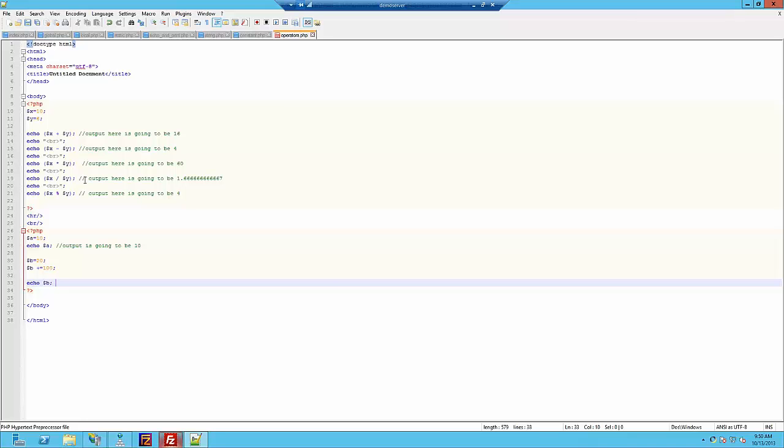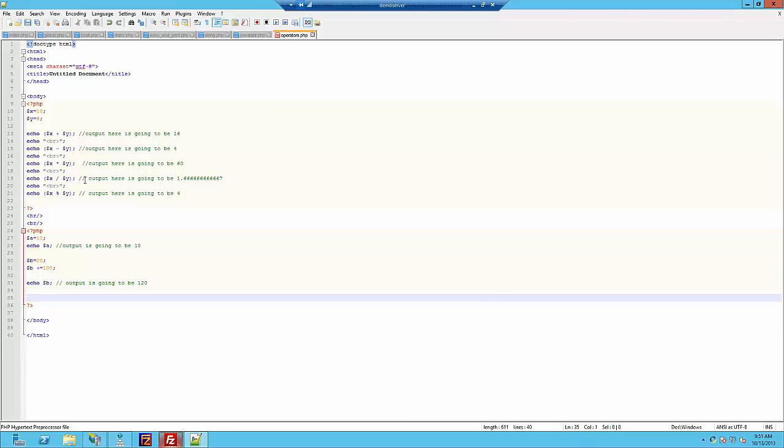And what is the output going to be of this? Because we're going $B plus equals 100. And we're going $B in the start, we went and said 20. So the output is going to be what? 120.